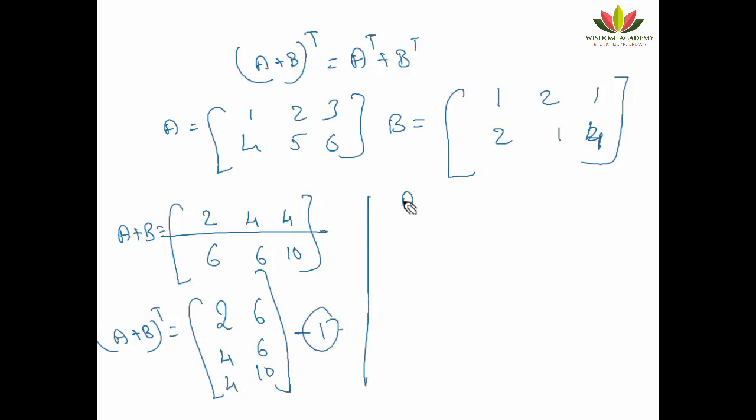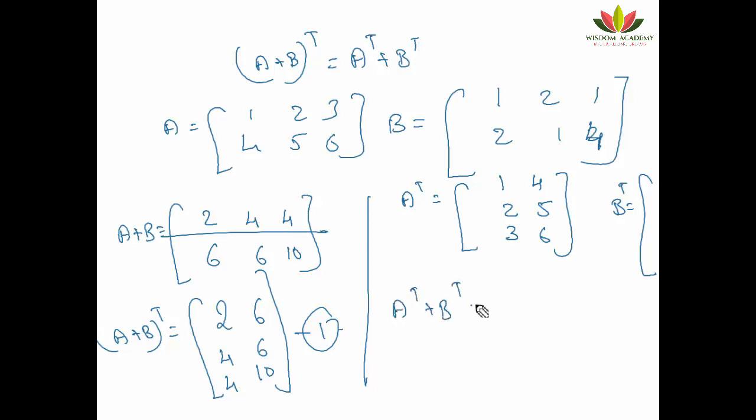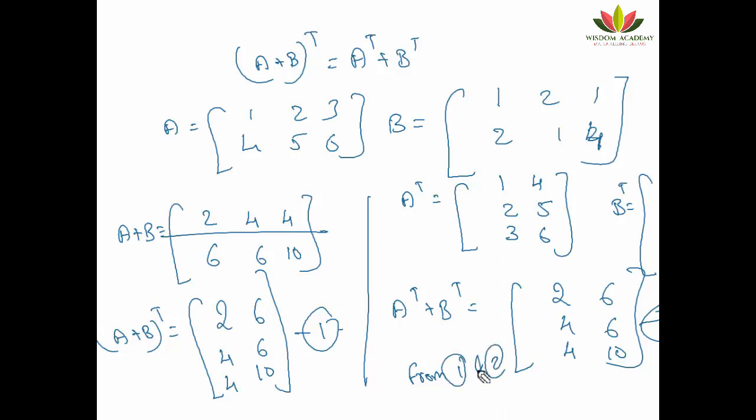Similarly, what is A transpose here? A transpose is going to be 1, 4, 2, 5, 3, 6. Similarly, B transpose is going to be 1, 2, 2, 1, 1, 4. Now what is going to be A transpose plus B transpose? That is 2, 6, 4, 6, 4, 10. This is 2. From 1 and 2 what are we concluding? From 1 and 2, A plus B transpose is equal to A transpose plus B transpose.